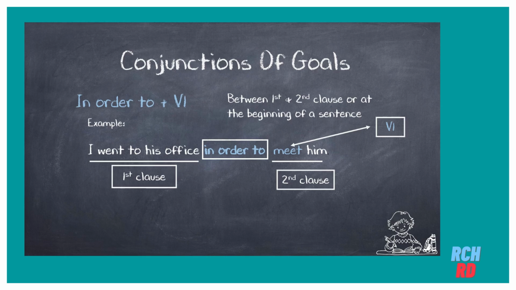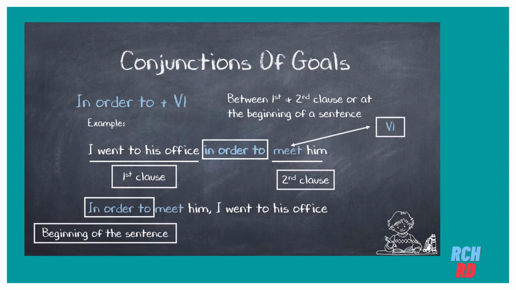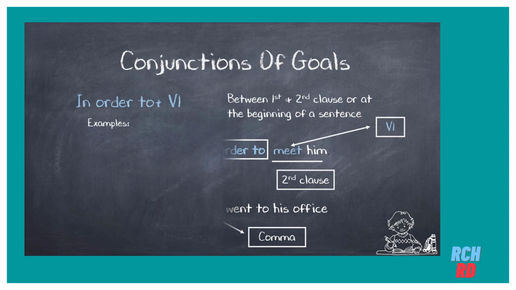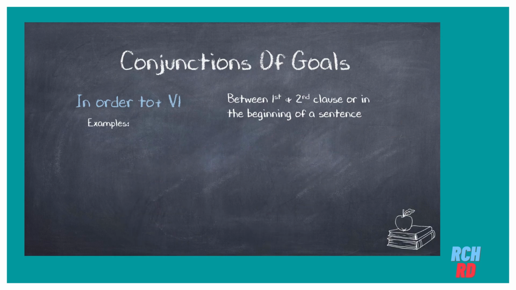Now let's see how we use in order to at the beginning of a sentence. In order to meet him, I went to his office. We put in order to at the beginning of a sentence. In order to meet him, comma, I went to his office. We have to use comma after the first clause. Now let's see another example about in order to.